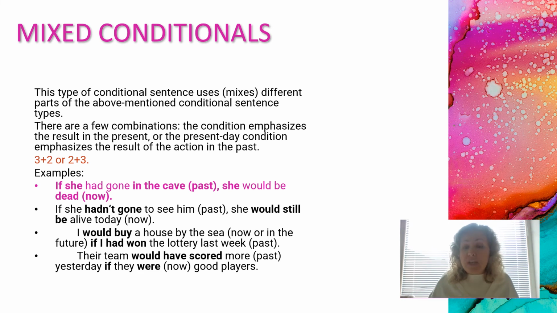Their team would have scored more, or they would have won, I don't know, yesterday, last week, if they were good players. They are simply not good players, so the condition is in the present. They are not good players, and they hadn't scored because they're not good players. So the result is in the past. So these are the two types of mixed conditionals that we see.